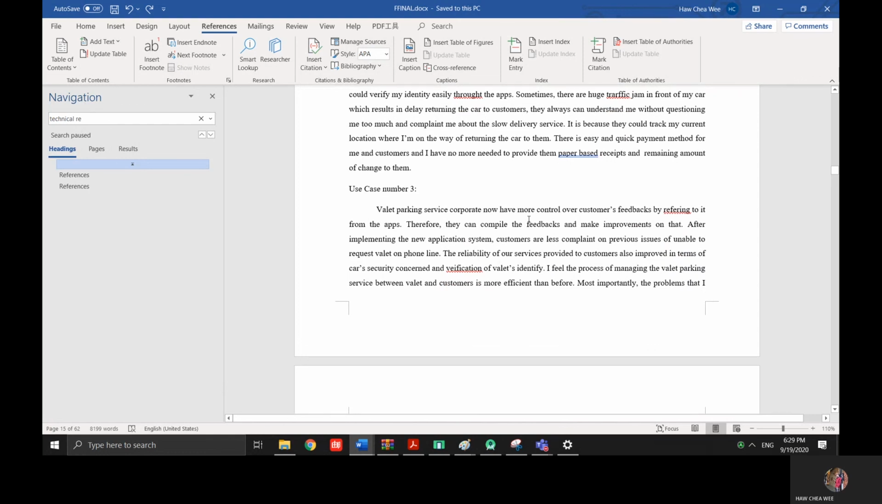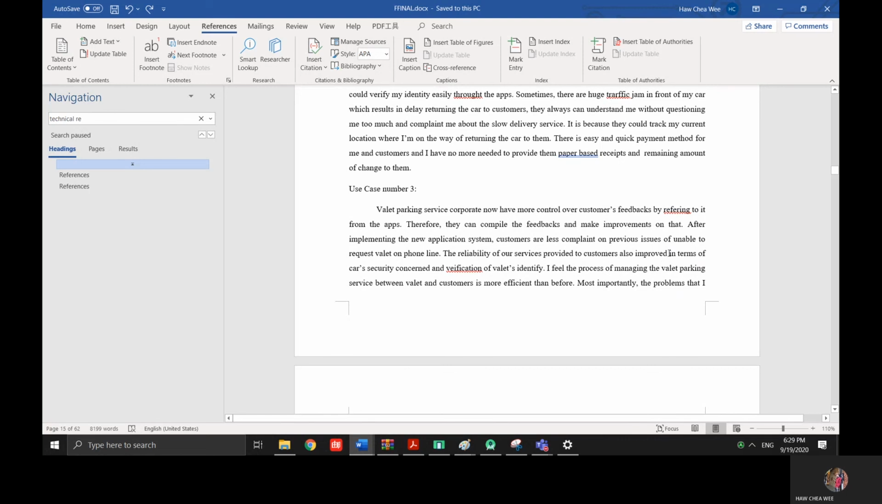Use case number 3 is that the valet parking service company will have more control over the customer feedback by referring to the apps. And also there are fewer complaints compared to the previous issue of being unable to request the valet on the phone line. Unlike the previous system, where they had to call using the phone line, sometimes when 2 to 3 customers are calling at the same time, the phone line will be busy. But now, since it is application based, this problem will be solved.